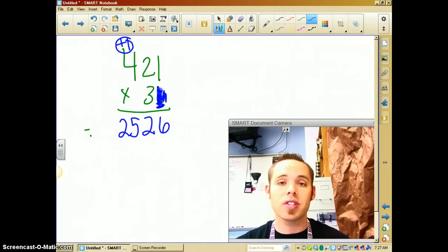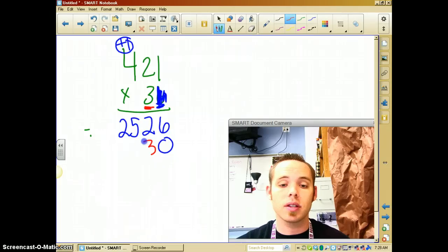Now that I finished that 6, there's no more 1s left, so I put a 0 underneath to tell me there's no more 1s and that I'm moving over to the tens place value, which is where the 3 is. But I still got to start back with this first number. So 3 times 1 is 3. 3 times 2 is 6. And 3 times 4 is 12. Multiplication is just repeated addition.